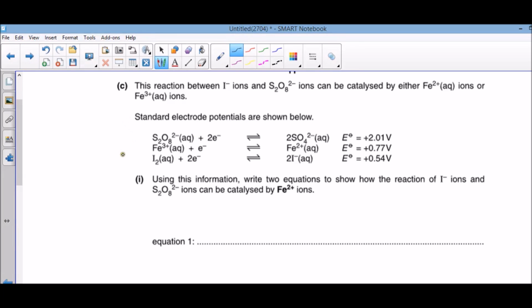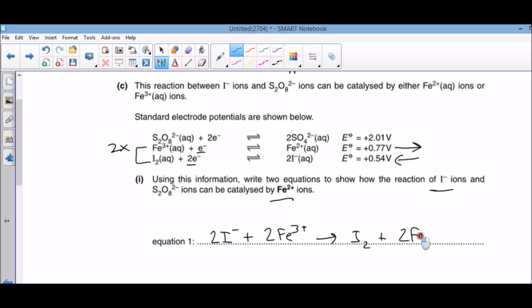Part C of this question is about electrode potentials. You can see that we've got 3 half equations, and it's asking us to write 2 equations, one for I minus reacting with Fe2 plus, so that's these 2 half equations. If we look at the potentials, this one's going to go forwards because it's more positive, this one's going to go backwards. Look at the electrons, 2 in this equation, 1 in this, so we're going to multiply the top one by 2, and that's going to give us, when we put it together, 2I minus, because this is going backwards, plus 2Fe3 plus, and that's going to make I2 and 2Fe2 plus.